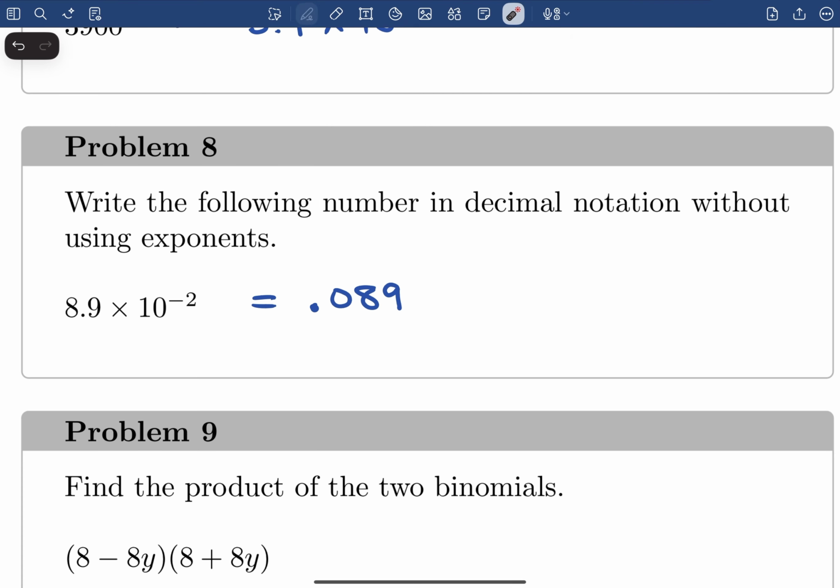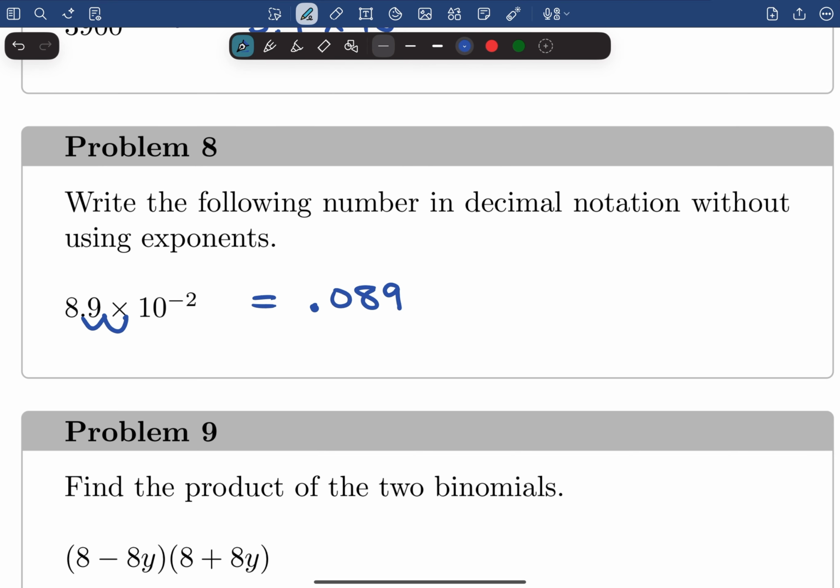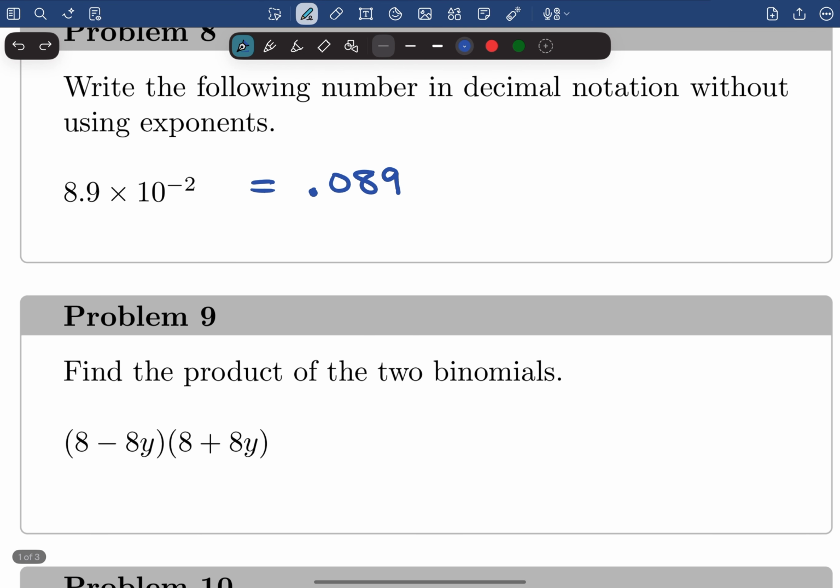What you wouldn't want to do is move 2 decimal places to the right. That's not good. That would be 8,900, which is not true. So be careful as you decide what direction you're moving your decimal place.